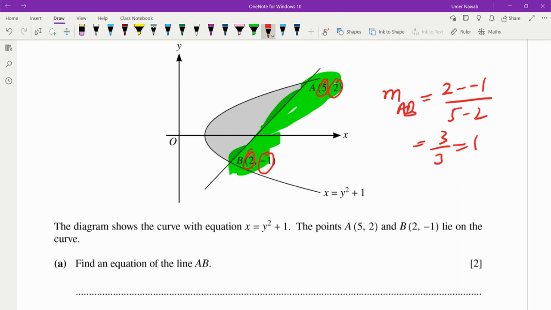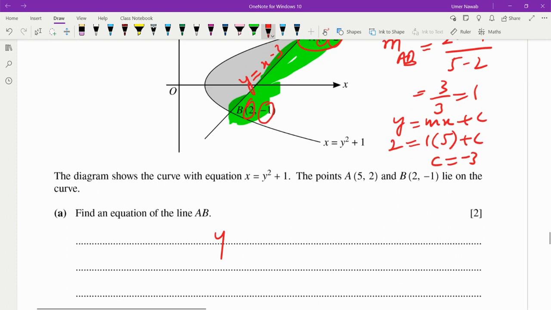I need to find the y-intercept as well. So y equals mx plus c. You choose any of the points. I use a point, so in the place of y, I put 2. Gradient is 1, x is 5, plus c. So c comes to minus 3. So what is the equation of this line? I found it. y equals x minus 3 is the equation of AB.